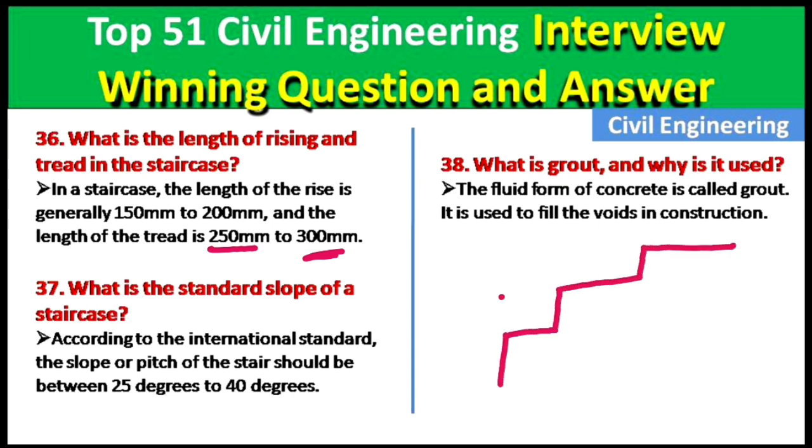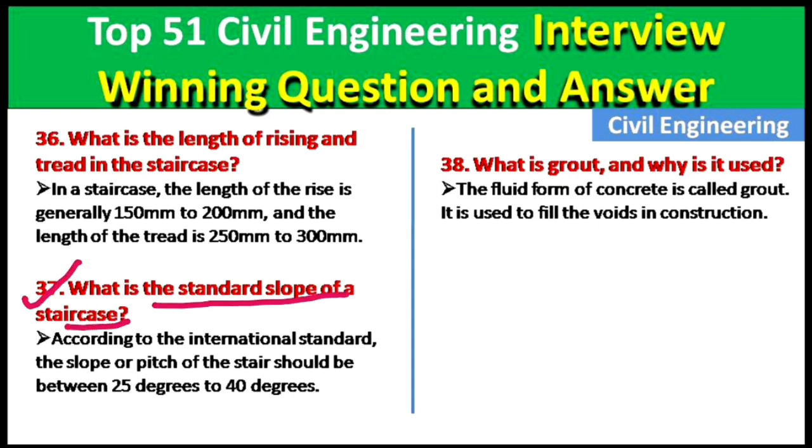So this part should be how much? 150 to 200 mm, and this horizontal part should be how much? 250 to 300 mm. Now point number 37 is what is the standard slope of the staircase.